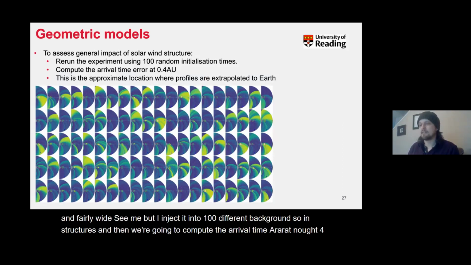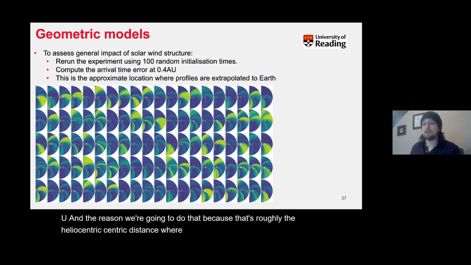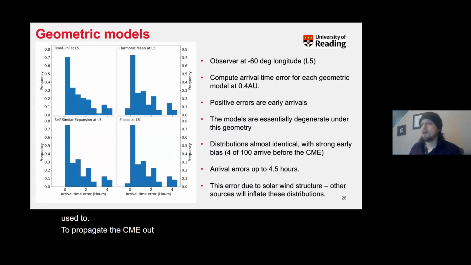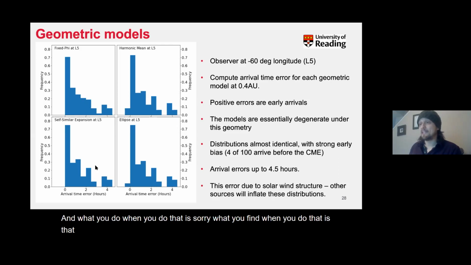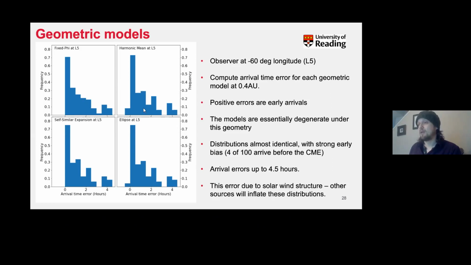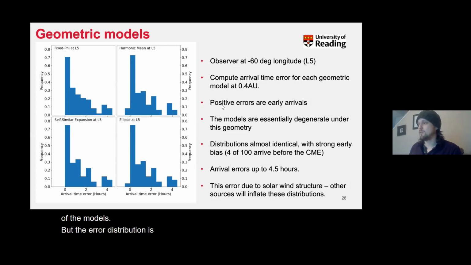The reason we're going to do that is because that's roughly the heliocentric distance where the other extrapolation methods would be used to propagate the CME out to Earth. And what you find when you do that is that the error distributions are basically degenerate between each of the different models, because with this viewing geometry, low down in the heliosphere, there's very, very little difference in the results you get from each of the models. But the error distribution is heavily biased to early arrivals.